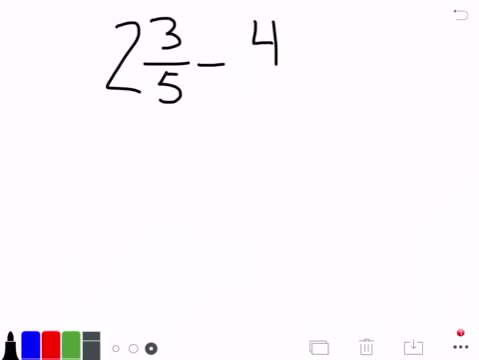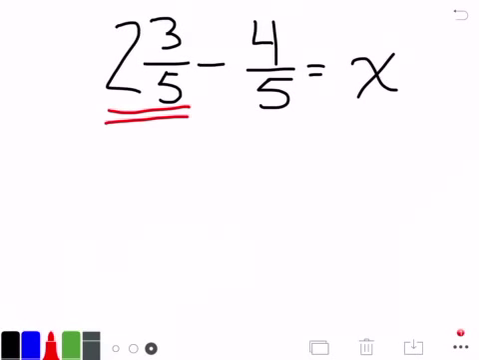And this time we'll go with 2 3/5 minus 4/5. Take note right away that we have the same denominator, fifths on both sides. On the left side of my equation, I do have a mixed number, 2 3/5, and I'm trying to take 4/5 away from it. Well, just like last time, 4/5 is bigger than 3/5, so I can't take 4/5 away from 3/5.